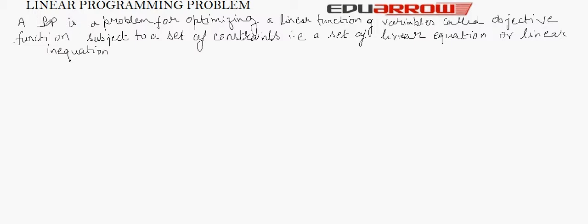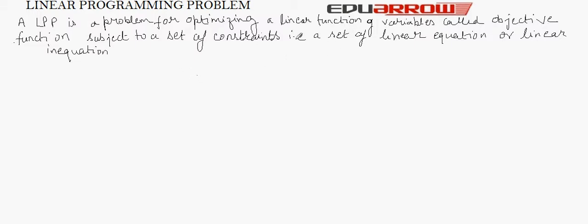An LPP, that is linear programming problem, is a problem for optimizing a linear function of variables, called the objective function, subject to a set of constraints, that is, a set of linear equations called linear inequations. Here optimizing means optimal solution. Optimal solution means a decision which, taking into account all the circumstances, can be considered the best one. In other words, it is the decision taken after minimizing the cost and maximizing the profit.